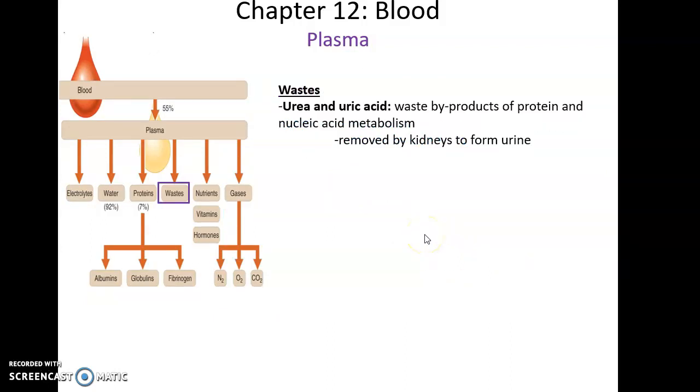Wastes. Wastes are also found in plasma, including urea and uric acid. Urea and uric acid are waste products of protein and nucleic acid metabolism. So when amino acids are being broken down or nucleic acids are being formed, these sorts of things occurring in the liver lead to production of these waste products, urea and uric acid, which then go into the bloodstream, travel throughout the body, and then arrive at the kidneys where they are removed from the bloodstream in the process of forming urine. Urea, urine.